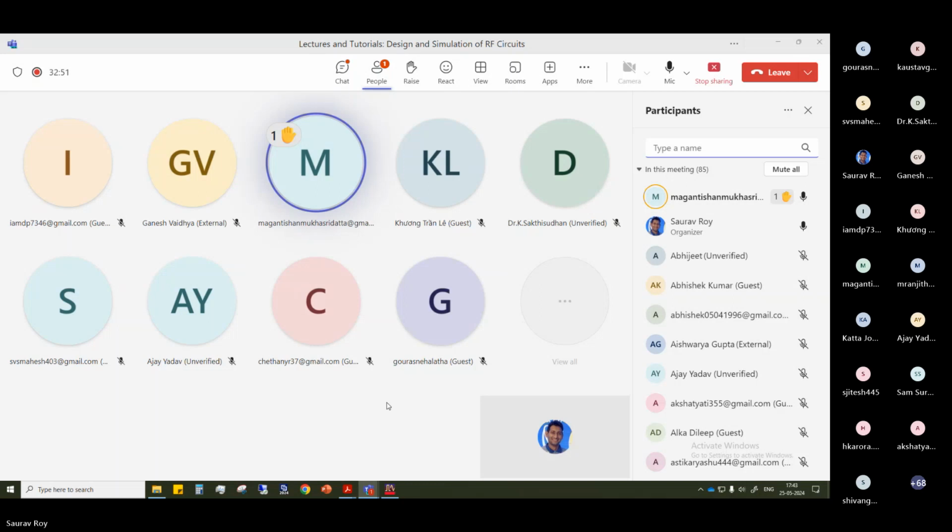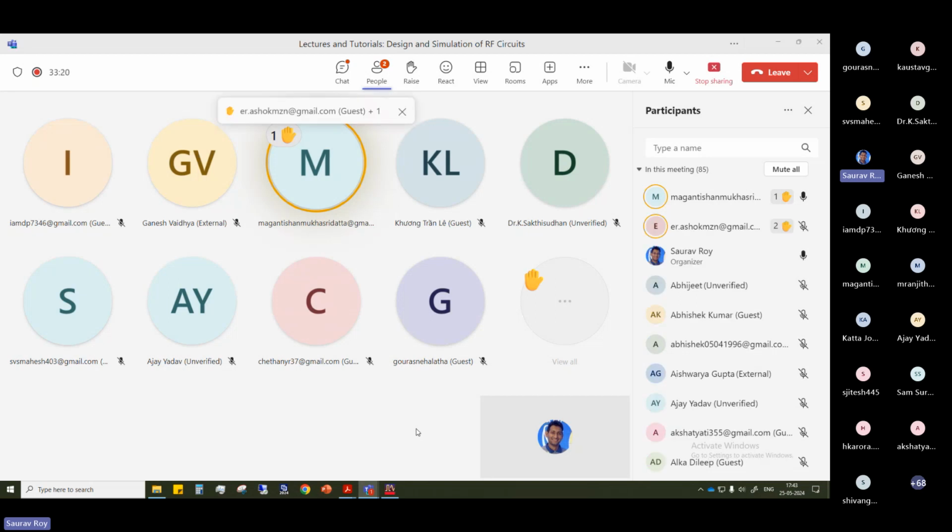Sir, apart from ADS or AWR software, can I use Multisim software for designing active and passive circuits? See, the software is fine as long as you can design. I have no problem with the software. If you are okay with that, you can do it, but you have to do it. I am not aware of that software. I only know ADS and CST, so I can help you only in ADS.